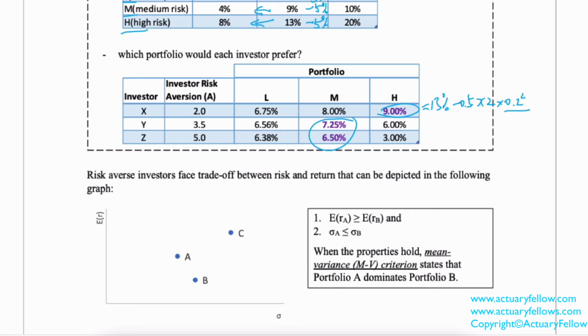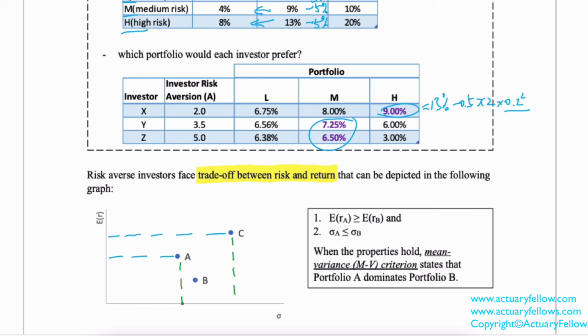Risk-averse investors face trade-off between risk and return. In the graph, we can see portfolio C has higher expected return than A and higher standard deviation than A. In this case, we need to calculate the utility for A and C to see which portfolio an investor with a given risk aversion would prefer.